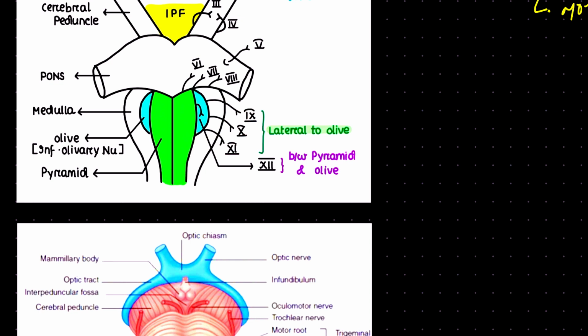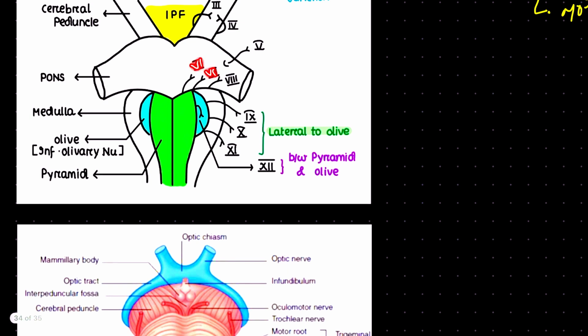Now when we talked about the 6th, 7th and 8th cranial nerves, we said that they arise from the pontomedullary junction. Specifically, if you see this 6th cranial nerve, it is arising from the pyramid, that is, from the pontopyramidal junction, the pons and pyramidal junction. And the 7th cranial nerve is coming from the ponto-olivary junction. That's all.